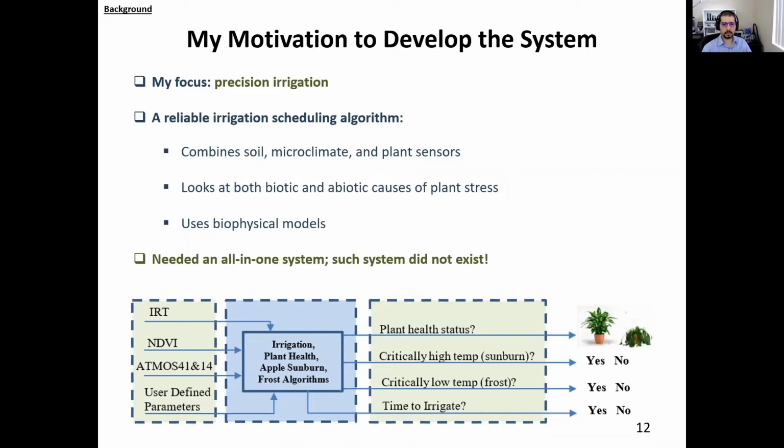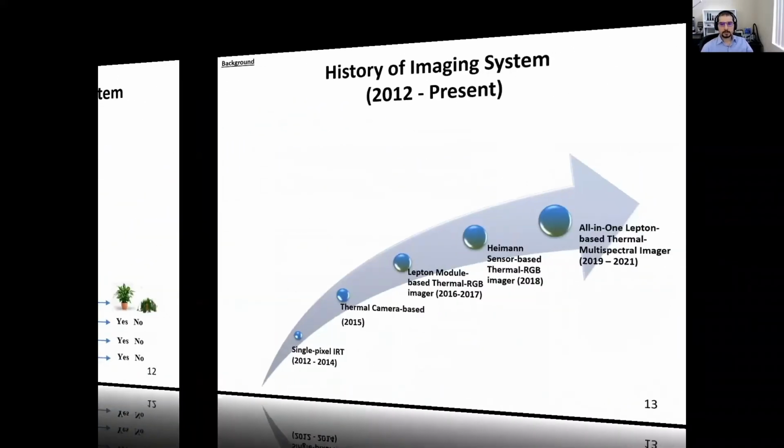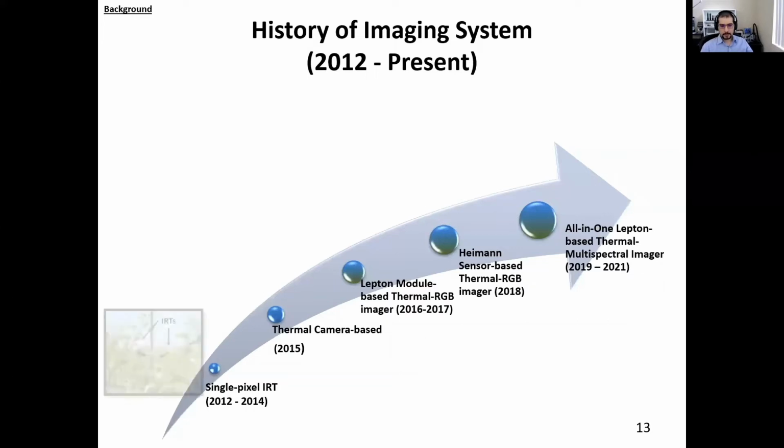And it also needs to rely on biophysical models. And so I'm not going to get into that for now. So I realized I needed an all-in-one system. And such a system simply did not exist. So I decided to develop it myself. So I started by developing an IRT-based plant water status monitoring system. That was the very first system that I developed. IRT is what I call it. Very often I call it a single pixel camera.